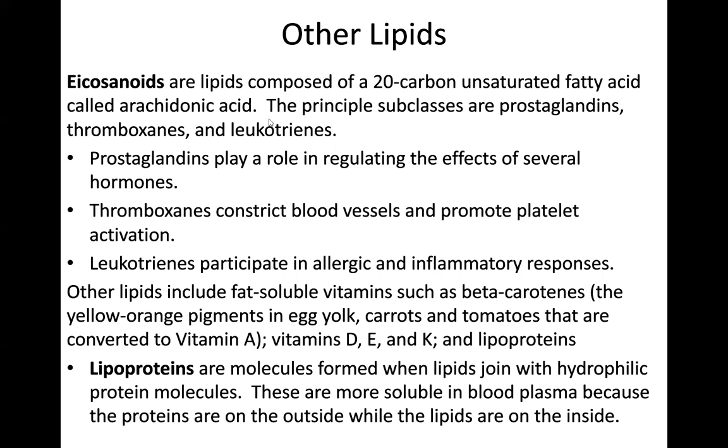Prostaglandins play a role in regulating the effect of several hormones. Thromboxanes constrict blood vessels and promote platelet activation. That's something we do when we have a blood clot or when we're trying to form a blood clot. Leukotrienes participate in allergic and inflammatory responses. These guys are kind of like mediator molecules.